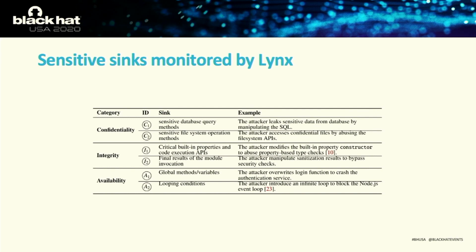The second type belongs to the behavior-based sinks. For example, in the sink I2, we are monitoring whether our hidden property can change the return value of the module. Such sinks are killing weapons for security-related modules like input validators.